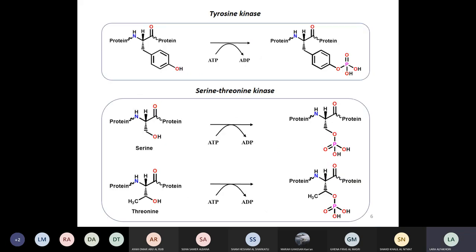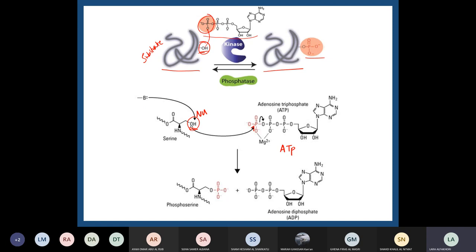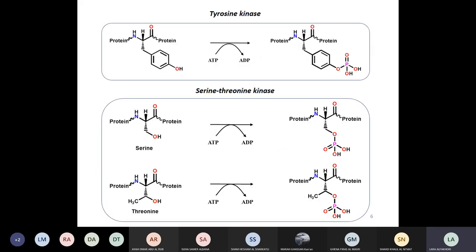Okay, what amino acids have a hydroxyl group in their side chain? No, phenylalanine is a methylene with a phenyl group. It doesn't have a hydroxyl group. Serine. What else? Threonine. And something closely related in structure to phenylalanine, which is tyrosine. That is why kinases are subclassified into tyrosine kinases and serine threonine kinases: those which catalyze the phosphorylation of the hydroxyl group in tyrosine, and those that catalyze the phosphorylation of the hydroxyl groups in serine and threonine in their substrate proteins.